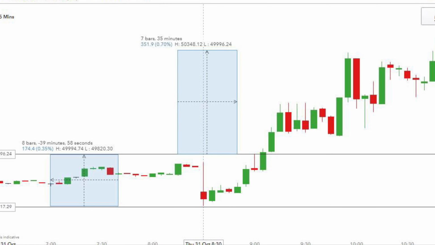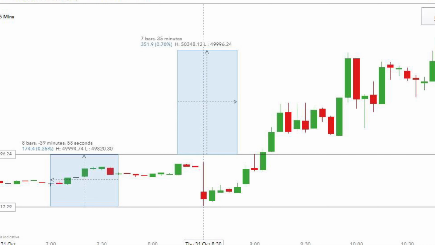We're now going to be looking at targets. We are looking at least 1.5, but ideally 2 to 1 risk. So if we're looking at 174 points of risk, we're looking to get at least 260 points, but ideally 350 points. So as you can see at the top pale blue bar, the price did actually hit about 351 points.